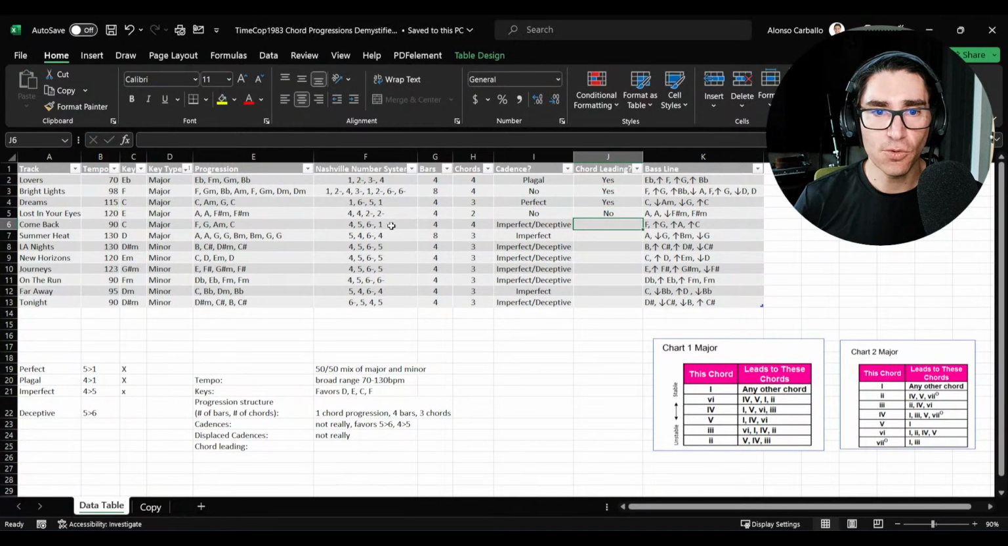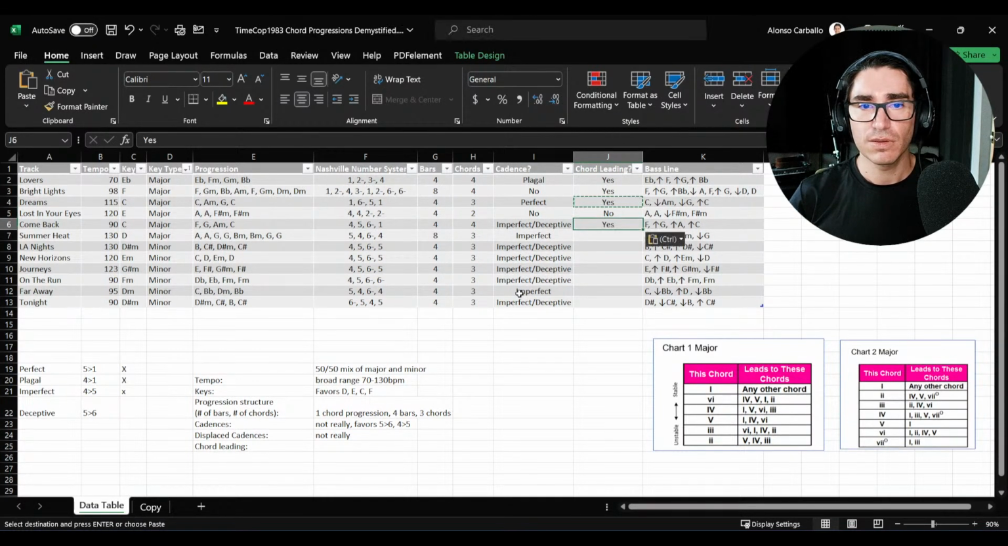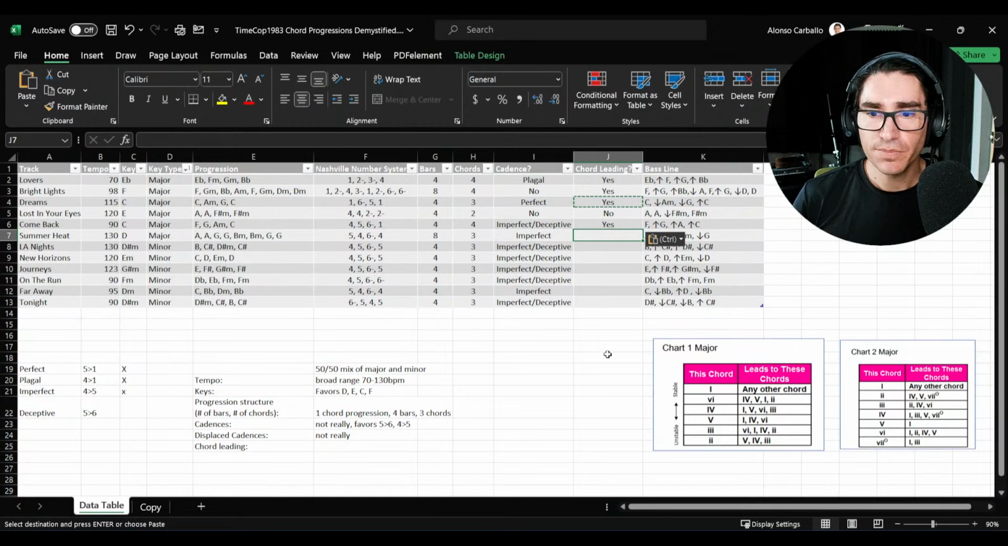What about this one? 4, 5, 6, 1. I know right off the top of my head that 4 to the 5 is in the chord leading charts. 5 to the 6, yes, we can see it here. And 6 to the 1, yeah. 5 to 4, here it is. 4 to 6, yeah. And 6 to 4, yeah.